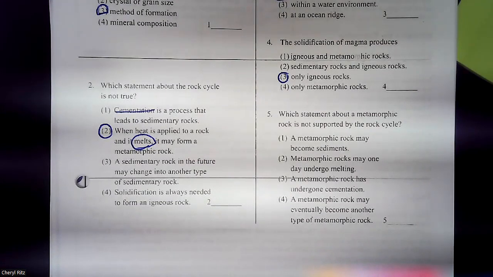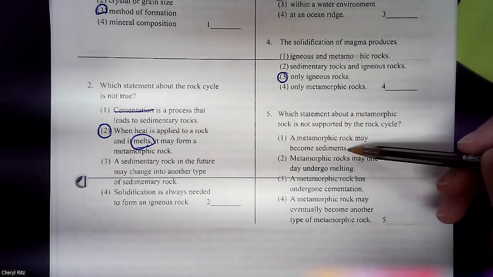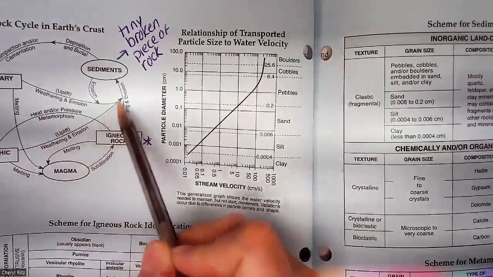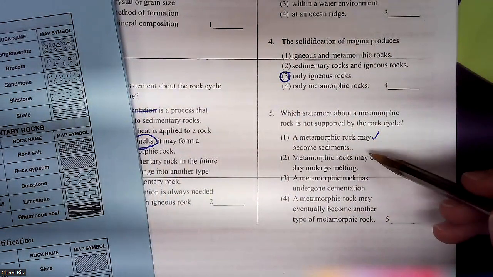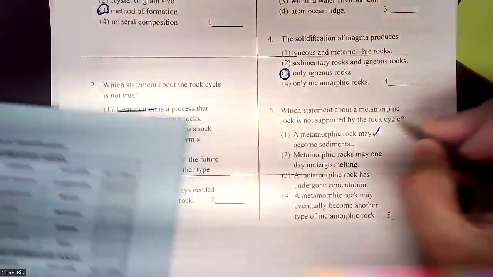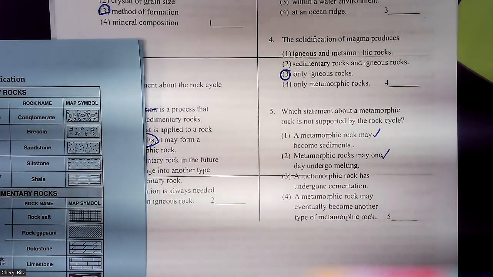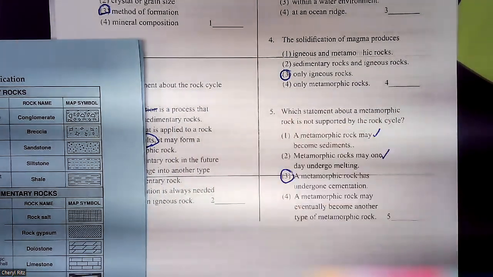Which statement about metamorphic rocks is not supported by the rock cycle? So which again is wrong? A metamorphic rock may become sediments. Can that happen? Metamorphic rocks may become sediments. That one's correct. Metamorphic rocks may one day undergo melting? Yep, metamorphic rocks might melt. That one's true. A metamorphic rock has undergone sedimentation. No, that one doesn't have to be true. It could have at one point, but metamorphic rocks are not. That would be a sedimentary rock.